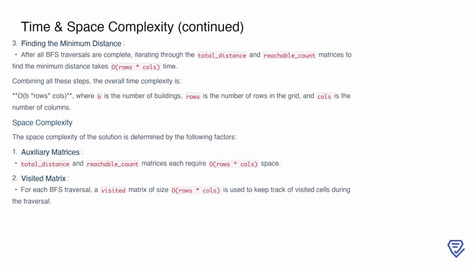Moving on to space complexity, we begin by considering the auxiliary matrices total_distance and reachable_count. Both of these matrices require rows*cols space since they store values for every cell in the grid. Additionally, during each BFS traversal, we use a visited matrix to track which cells have already been processed. This matrix also contributes rows*cols to the space complexity.